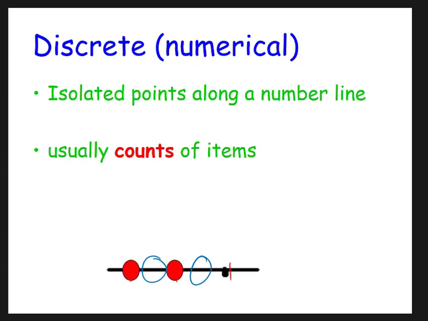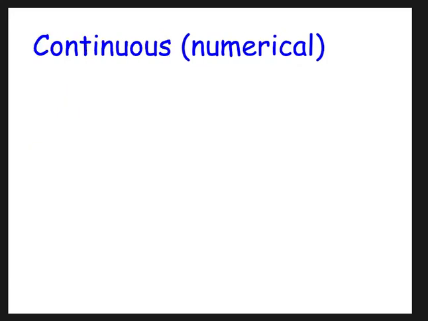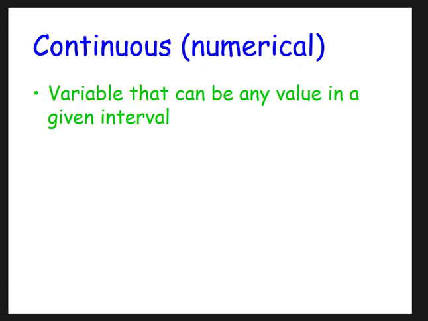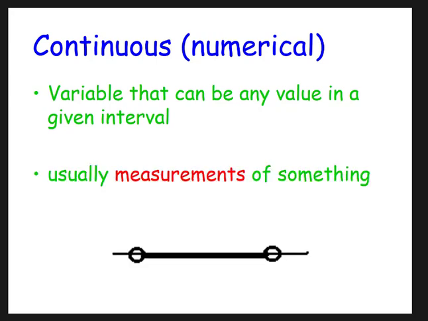Continuous variables can take any value in a given interval. So height can give you any value from like 20 inches for a baby all the way up to, I think, 8 foot something, the tallest human alive right now. So these are usually measurements. And you can see any value, it's not just dots on the number line, it's that interval. Any value on that interval can be taken on by the variable.